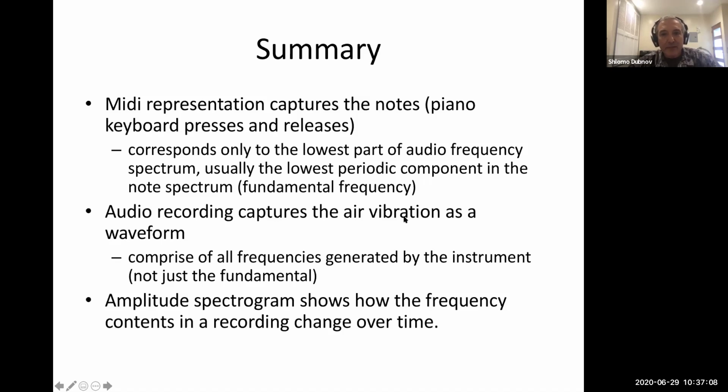The audio recording captures the air vibrations as a waveform, and that waveform, of course, comprises all the frequencies generated by that instrument, not just the fundamental. And when we do the spectrogram analysis, and specifically look at the amplitudes of the sinusoids, or how strong they are, they show how the frequency content in the recording changes over time.